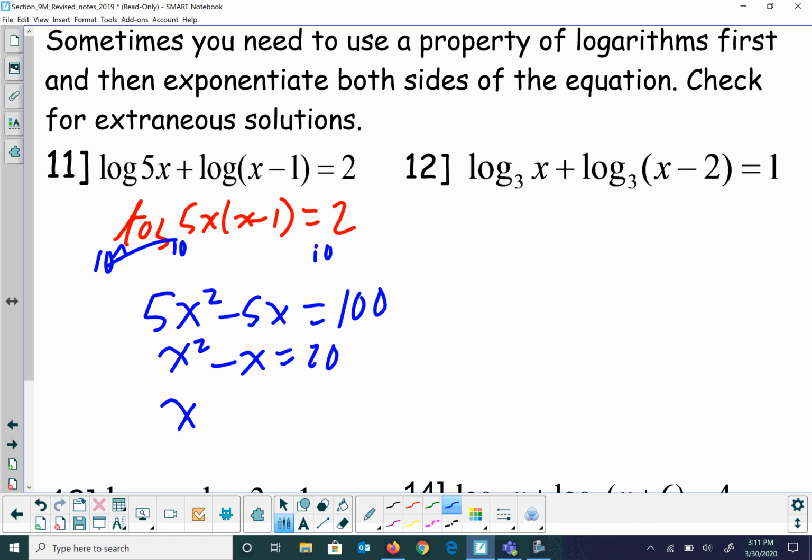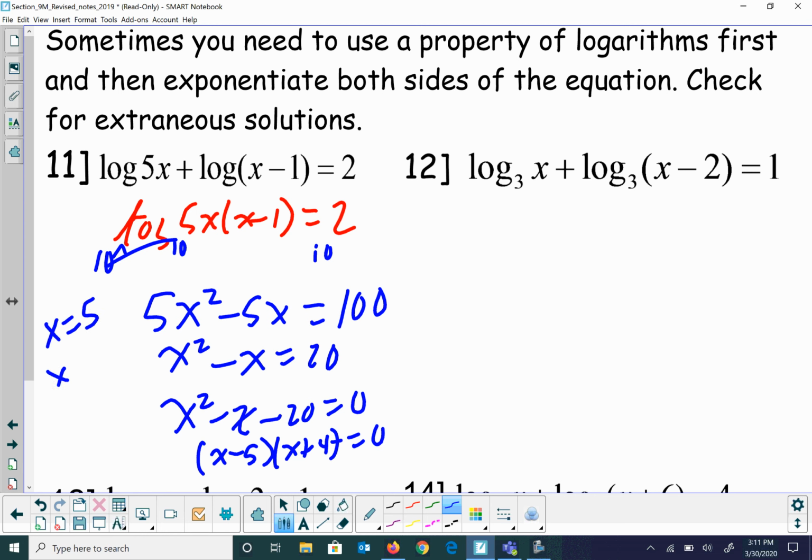And then let's move the 20 over. And we have to remember how to factor. So I'm going to get x minus 5 and x plus 4. And so that means that I get an answer of x equals positive 5 and x equals negative 4. Do either of those answers make any of the logs above negative? And it would here. So the negative 4 is not going to work, but this 5 is going to work just fine. So there's our answer. The other one is called an extraneous solution.